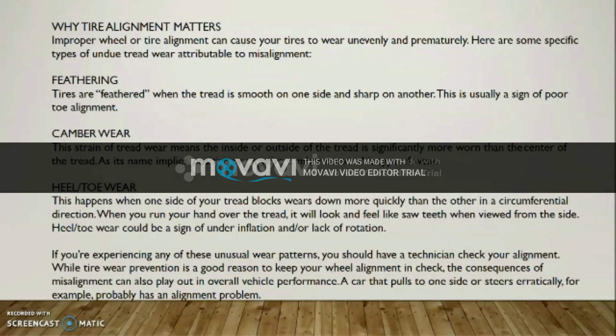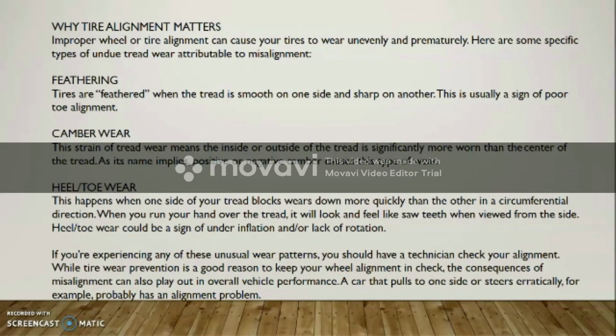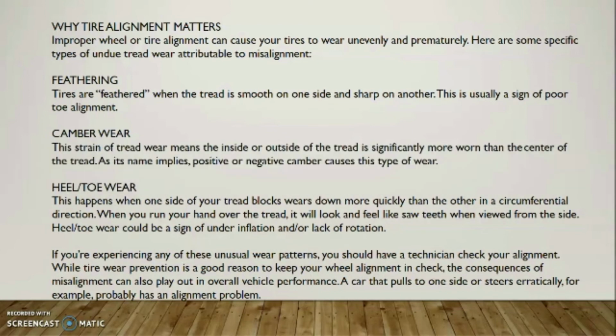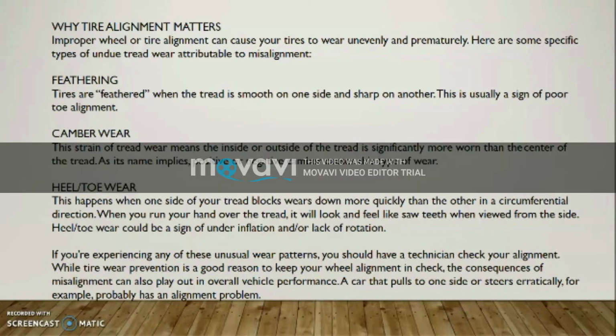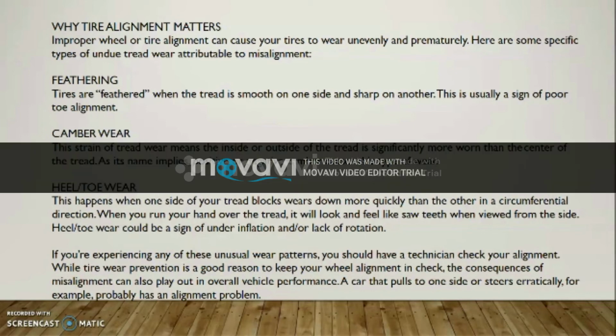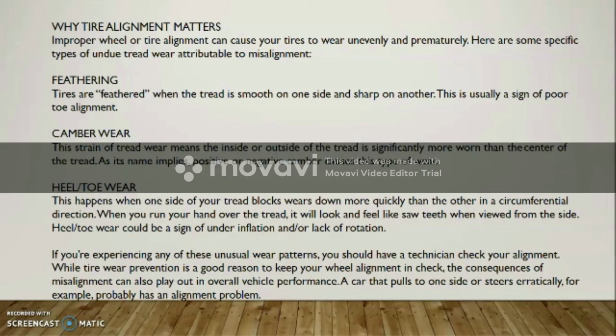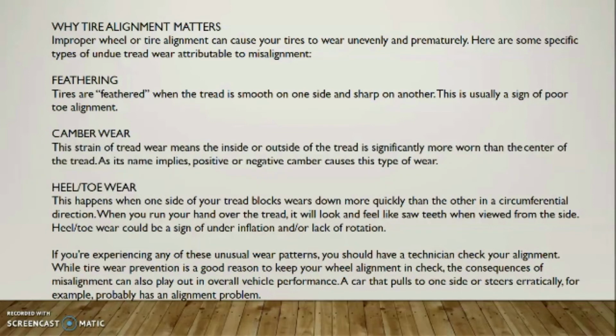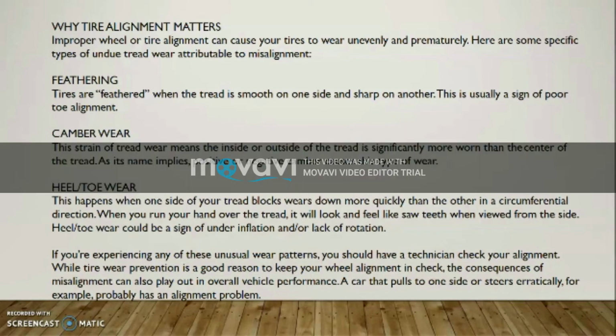Why tire alignment matters? Improper wheel and tire alignment can cause your tires to wear unevenly and prematurely. Tires fail when the tread is worn more on one side and sharper on the other. Camber wear: camber wear is when the tread's edge is significantly more worn than the center of the tread. Heel or toe wear happens when one side of your tread blocks wears down more quickly than the other, in a sequential direction.